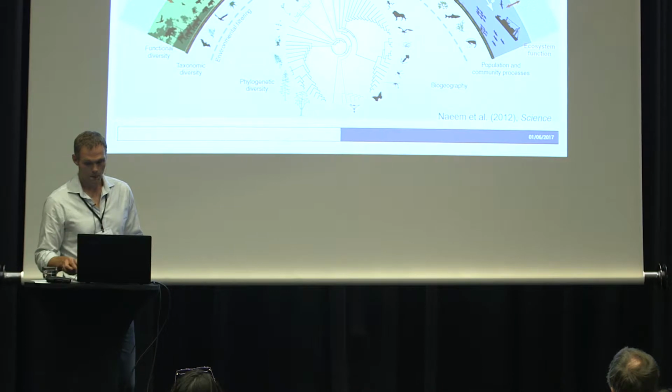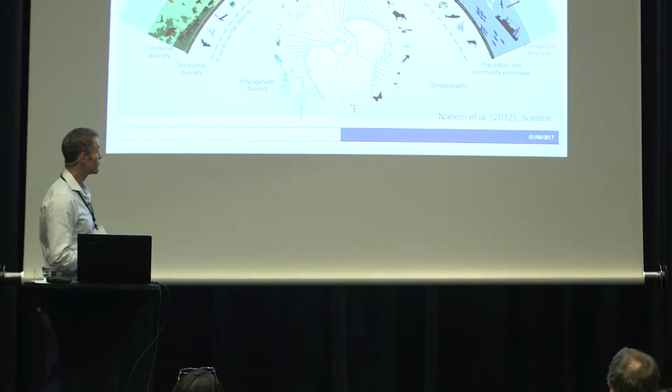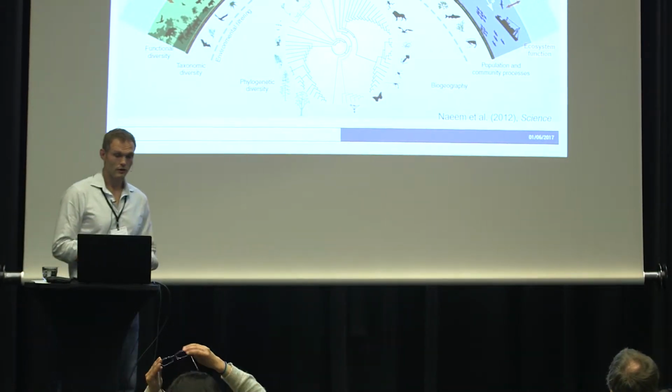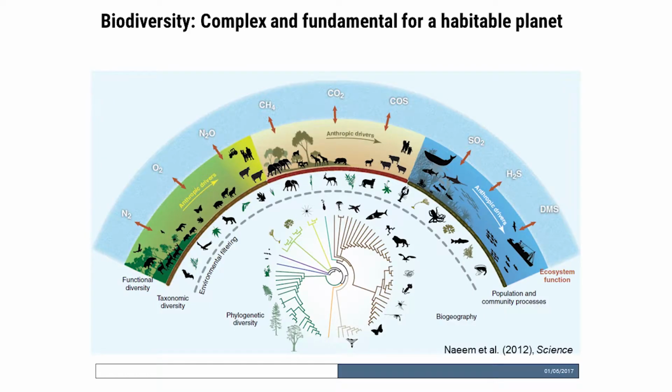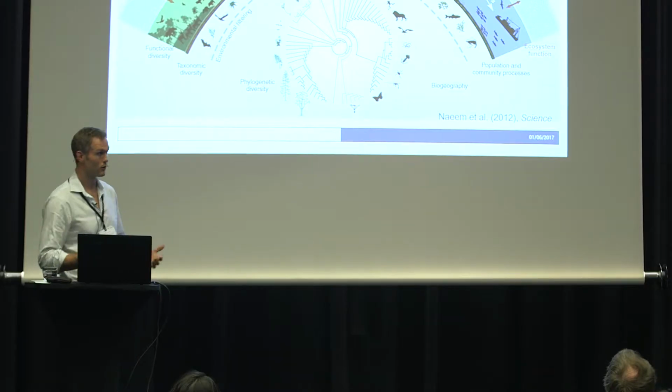So I start off by summarising one of the most striking things about the planet on which we live: the diversity of life on that planet. And the diversity of that life and the ecology which it undergoes is tremendously complex, but it's also fundamental to making the planet habitable for humans and for other life forms on the planet.